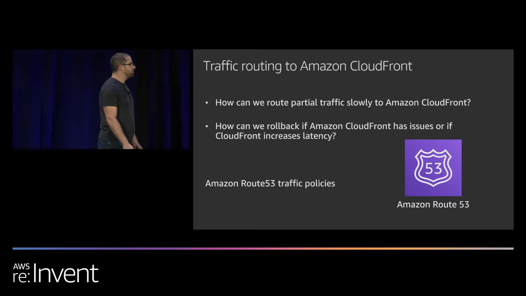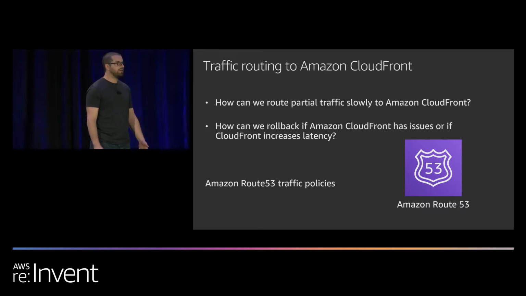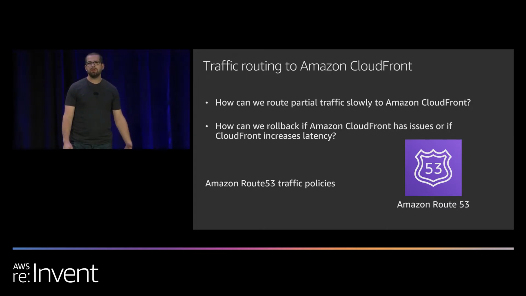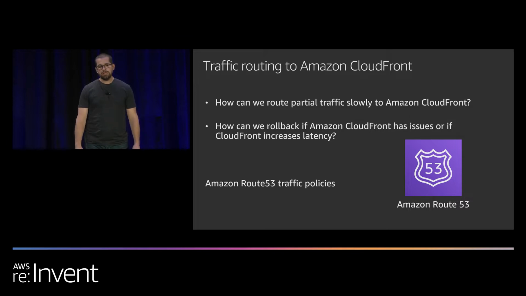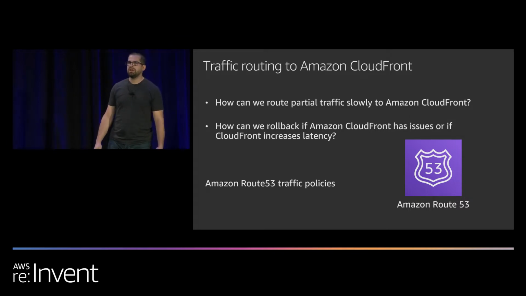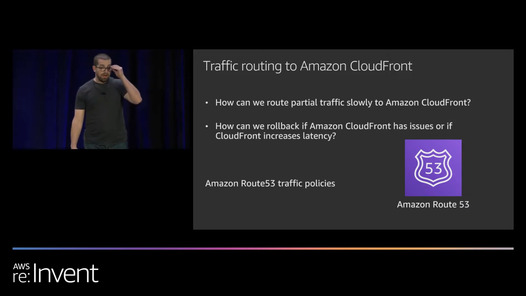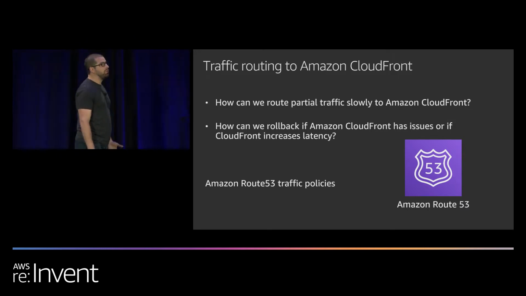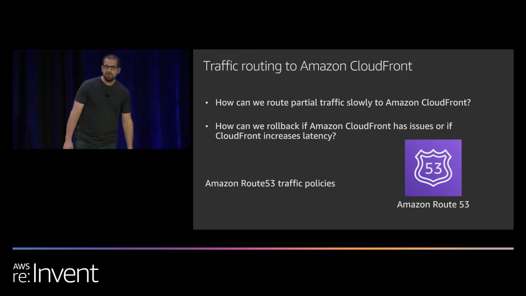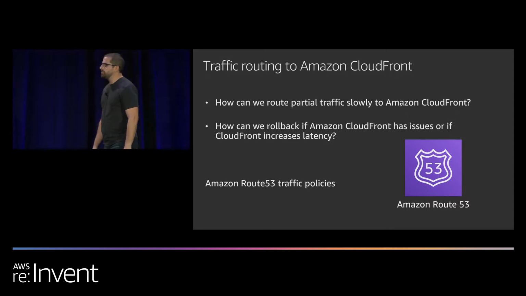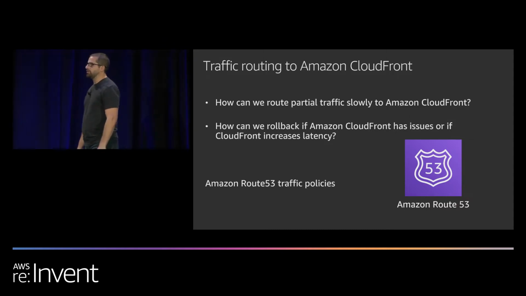But as I mentioned before, there's always the risk that things could go wrong. The theory could be wrong. We can make an error in configuration. And so how could we route a percentage of the traffic in Indonesia to Amazon CloudFront? And how can we roll back if CloudFront or the configuration has any errors? How we were able to do this was basically leverage Amazon Route 53 traffic policies.